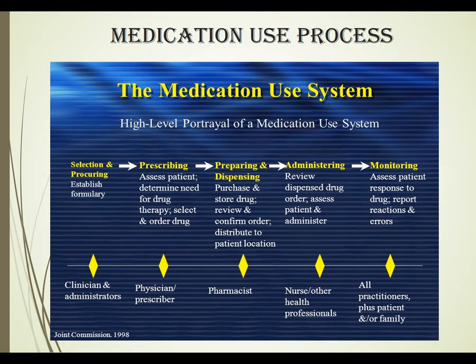So this is a rundown of the medication use system. We go all the way back to, and some people don't think about this, the selection and procuring of medications. How do these medications get into the hospital? Well, somebody has to put in an order for it, and we need to assume that the medications that we are procuring are medications that we need.